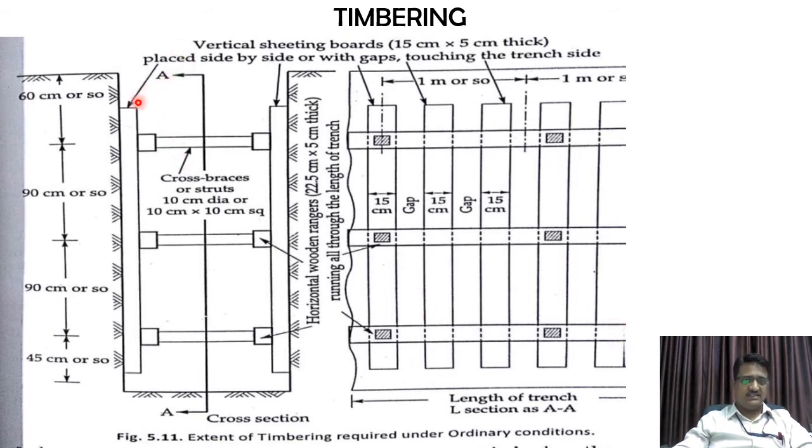Here I'll just read these out. These are vertical sheeting boards of 15 centimeters by 5 centimeters thick, placed side by side or with gaps, touching the trench wall side. Next is the in-between section. These are the horizontal wooden ranges running all through the length of the trench. They help make sure that these blocks remain in their respective places. This is how the timbering works.